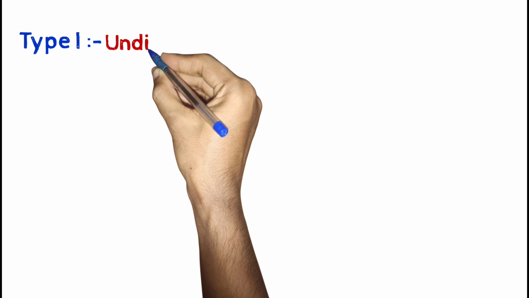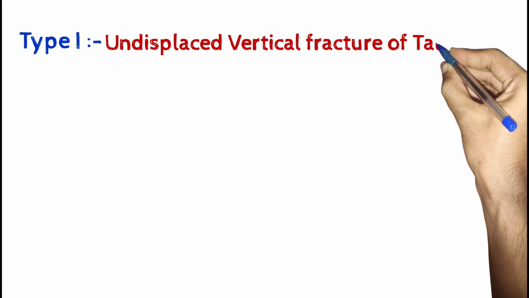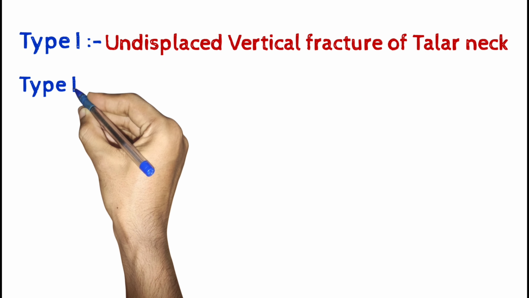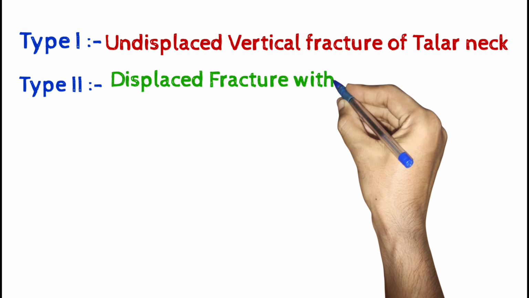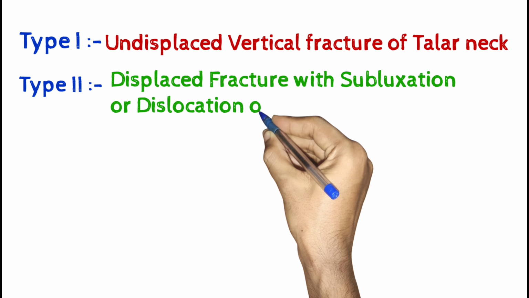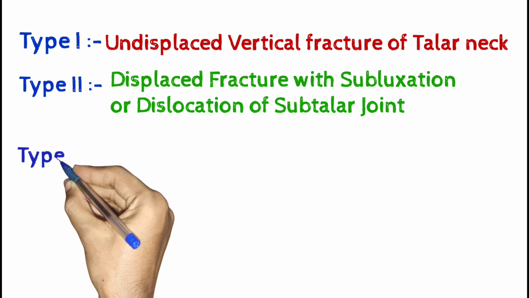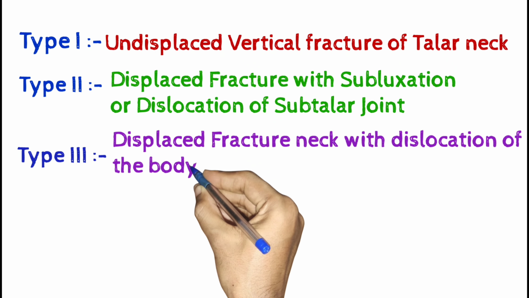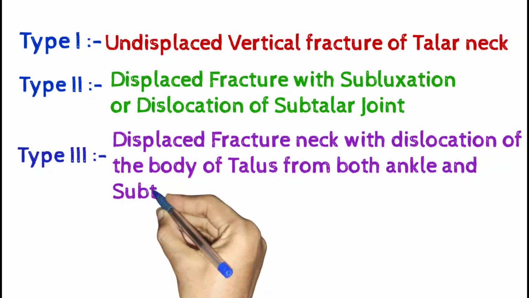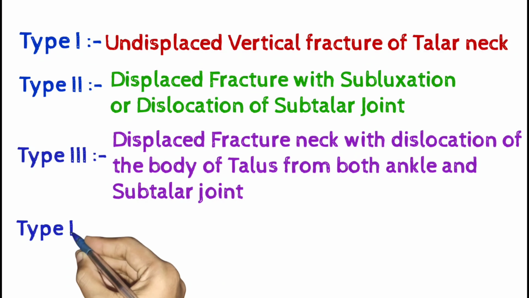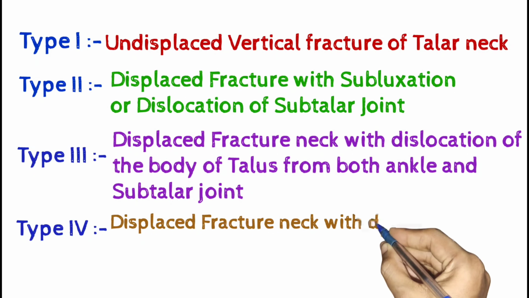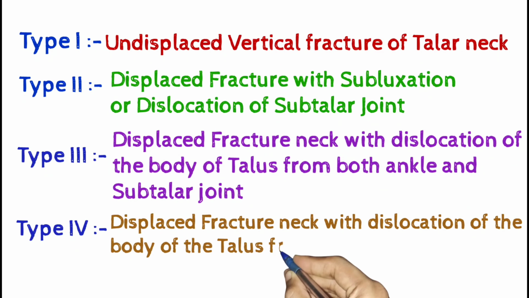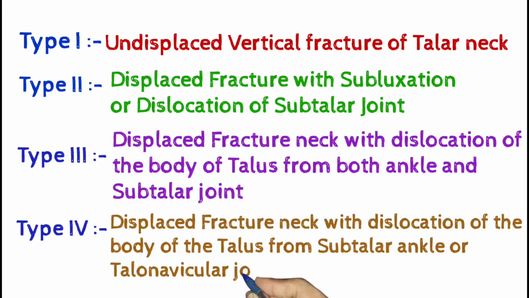Type 1. Undisplaced vertical fracture of talar neck. Type 2. Displaced fracture with subluxation or dislocation of subtalar joint. Type 3. Displaced fracture neck with dislocation of the body of talus from both ankle and subtalar joint. Type 4. Displaced fracture neck with dislocation of the body of the talus from subtalar, ankle or talonavicular joint.